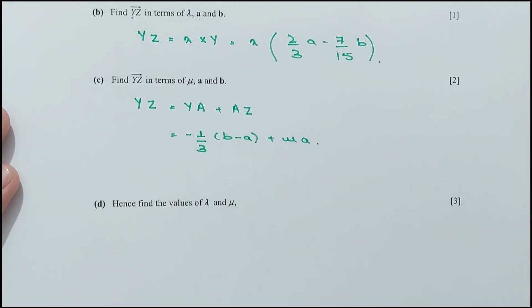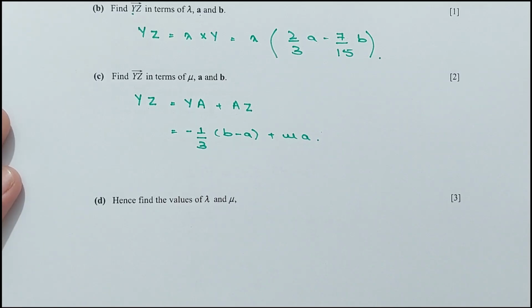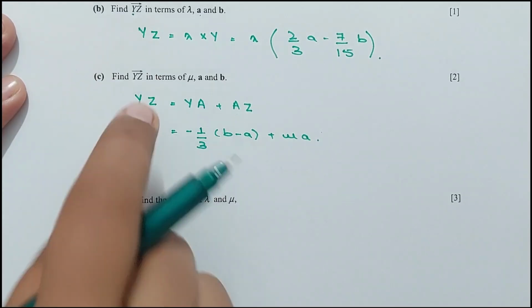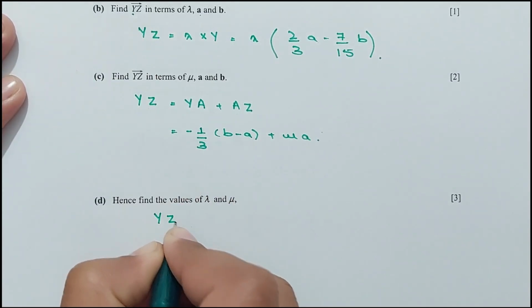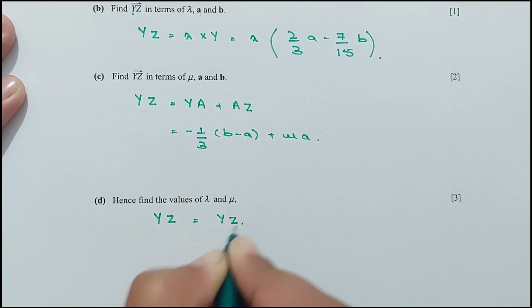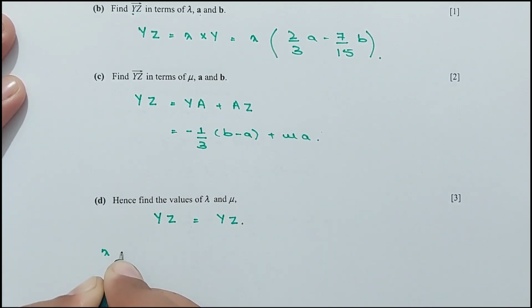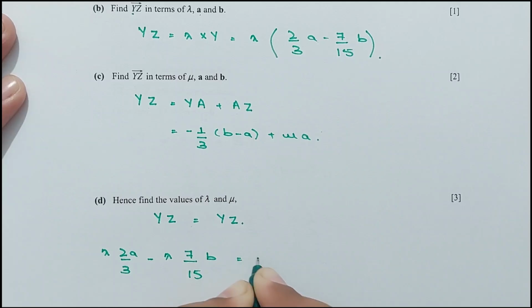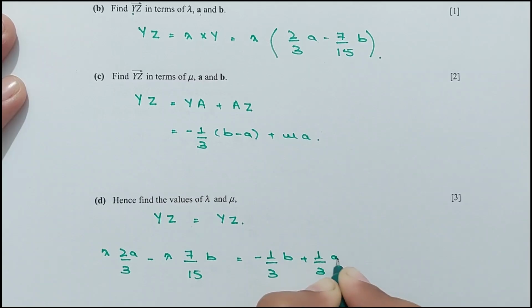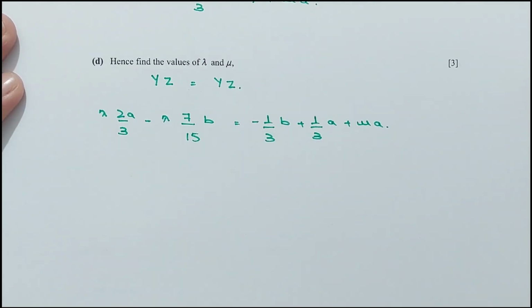Now for part D, hence find the values of lambda and mu. So we have to equate the two YZ. The first is lambda 2a over 3 minus lambda 7 over 15b equals to minus 1 over 3b plus 1 over 3a and plus mu a. Right, now we have to equate a and b.